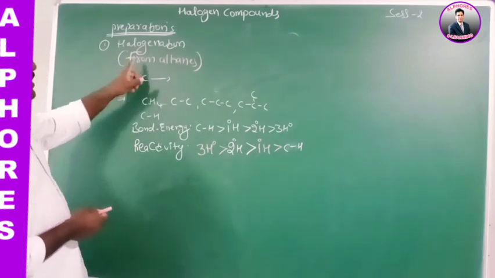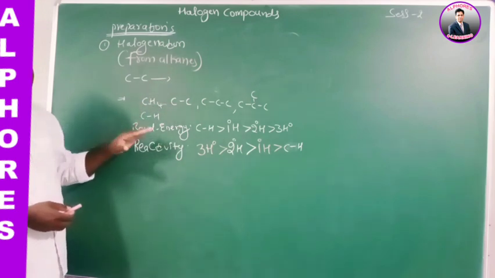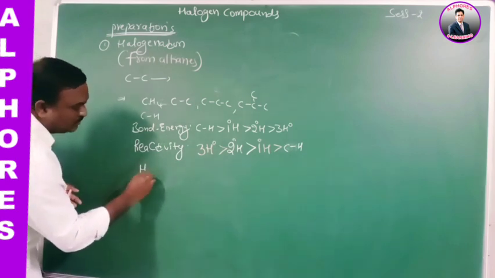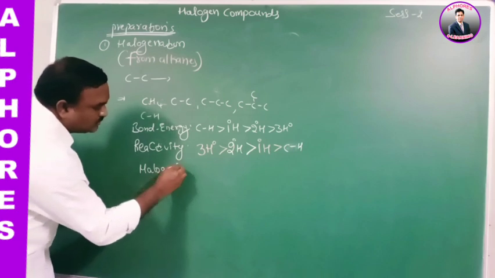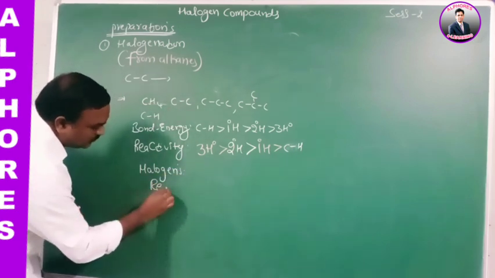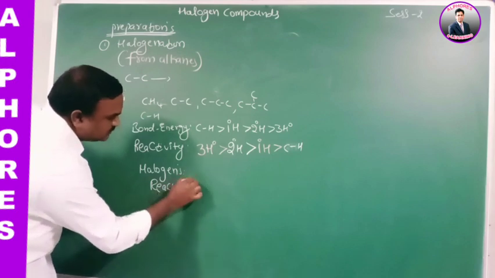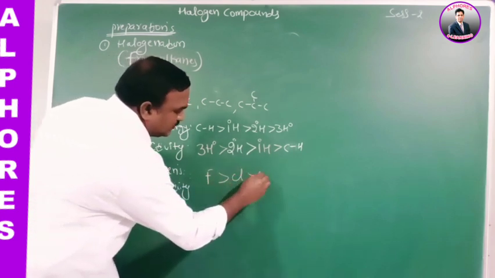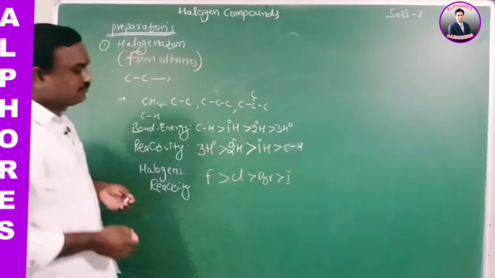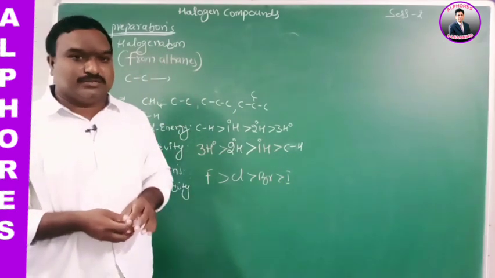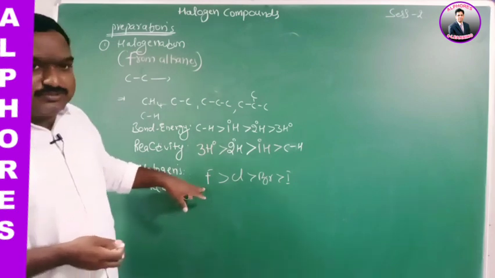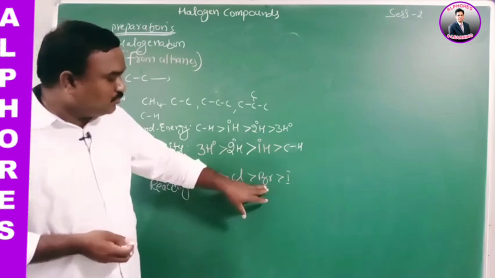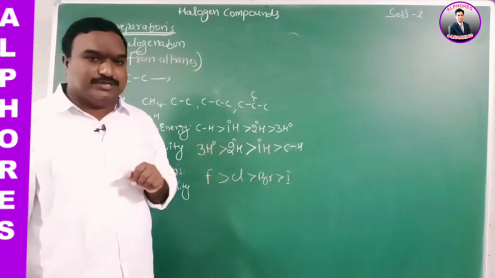Now, here halogens are given. How to explain the halogens reactivity order in free radical substitution reactions? Halogens reactivity order is fluorine is greater than chlorine is greater than bromine is greater than iodine. Towards free radical substitution reactions, chlorine reactivity is more when compared to bromine. Bromine reactivity is more when compared to iodine here.